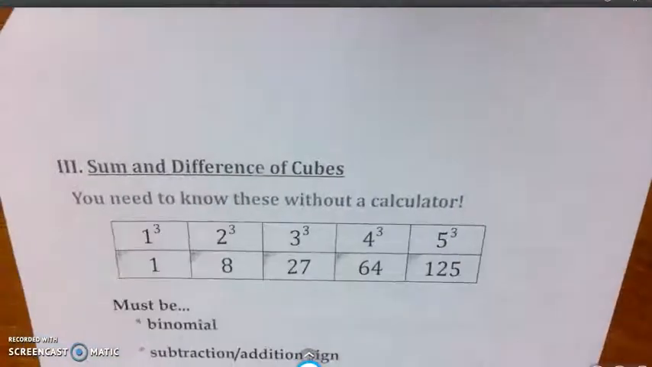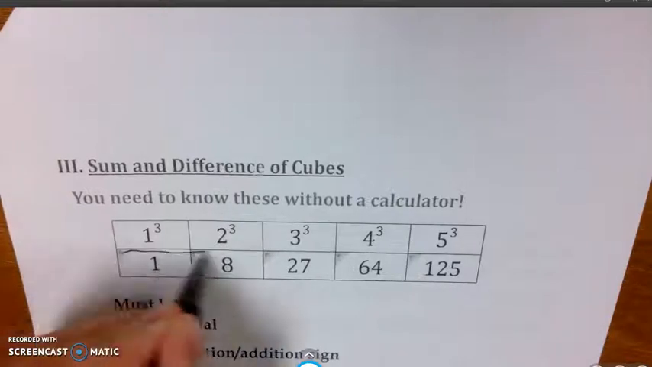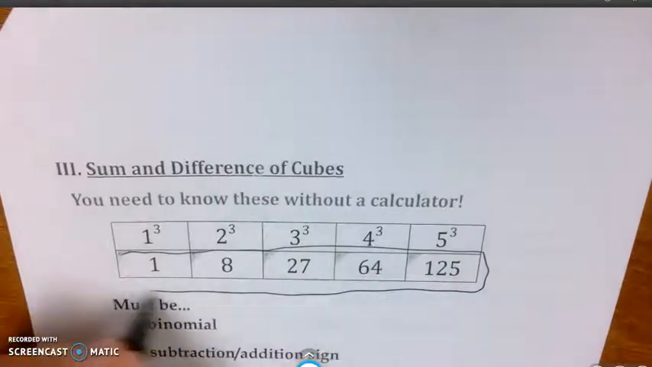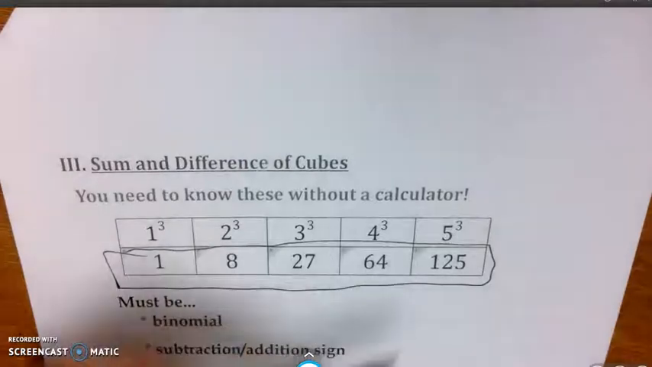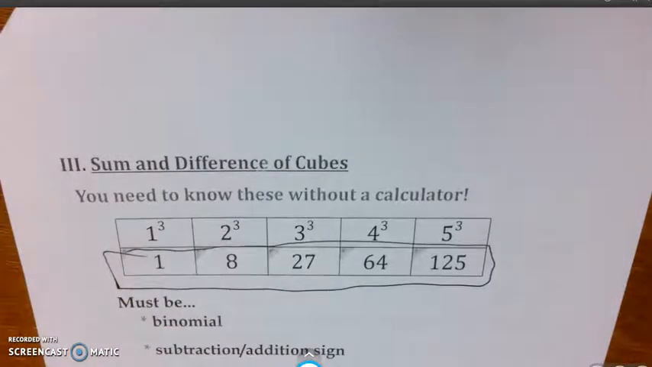Onward we go. Sum and difference of cubes formulas. Before we get too far into this, just like it's important to have the perfect square values memorized, you're also going to want to know perfect cubes. So this row of values here, you're just going to want to have these in the back of your mind at all times. If you ever see one, it should set off a little light bulb for you. So 2 to the third power is 8, 3 to the third power is 27, 4 to the third 64, 5 to the third 125.